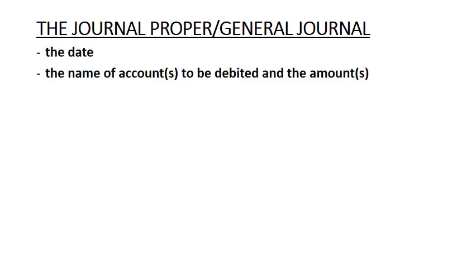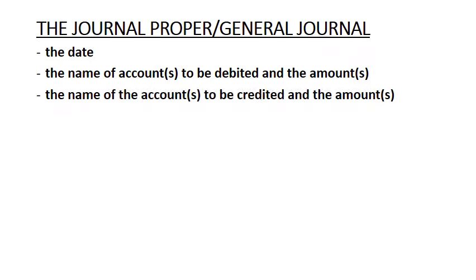Before we can look at each of the cases we mentioned, what is the layout of a general journal? The layout of a general journal is it has the date, it has the name of the accounts to be debited and the amounts. It also has the name of the accounts to be credited and the amounts.